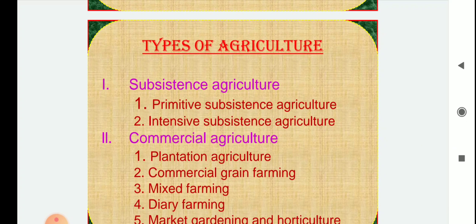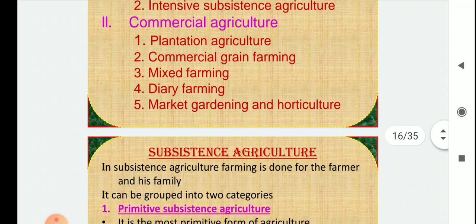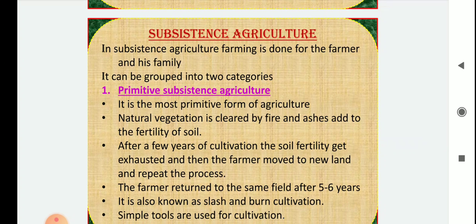They do not use fertilizer, and they change the land frequently. Every 5 years they come back to the same place. As I told you, it is slash and burn agriculture. The part they use for agriculture, after some years they leave it and use another place, and after 5 years they come back to the previous field to do agriculture. It is also called jhumming in northeast India, milpa in South America, and ladang in Malaysia. So this is primitive subsistence agriculture.